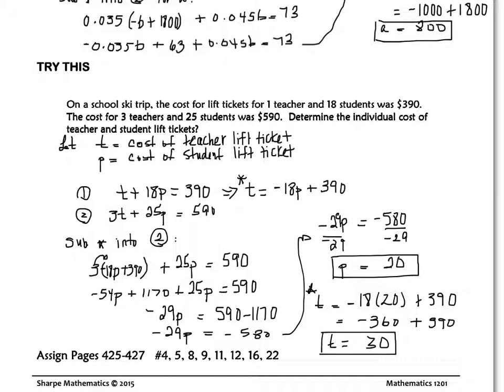So 30 was the cost, wasn't it? So $30 was the price of a teacher lift ticket, and $20 was the price of a student lift ticket.